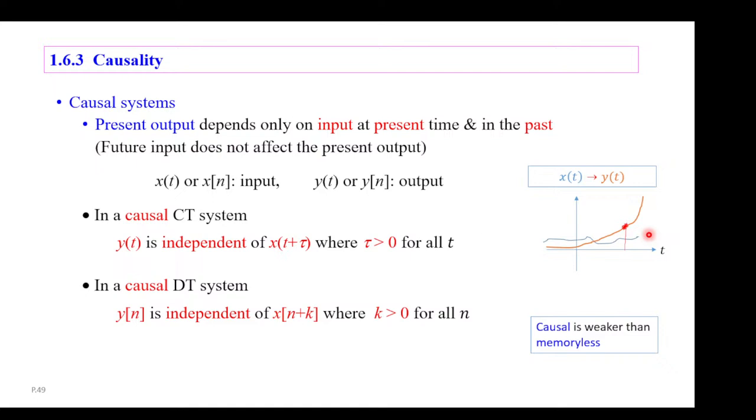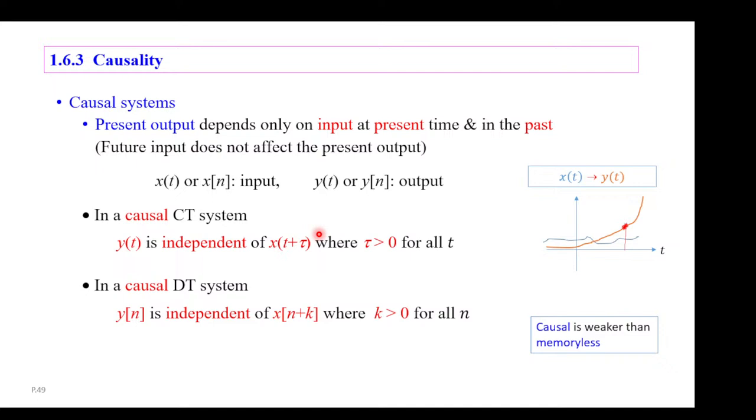Causal should be a pretty physical idea: whatever happens now only depends on whatever happened in the past. One of the mathematical definitions is that y of t is independent of what happens in the future.